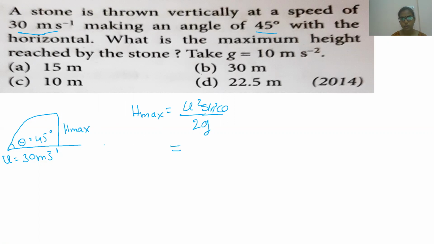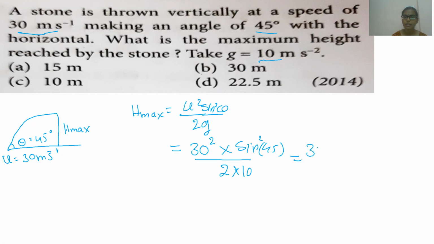So now see u square. What is the given u square? 30 square into sine square 45 degree divided by 2 into g. They asked you to take g not as 9.8, they have given g as 10, to make the calculation simple. We're going to take it like this.